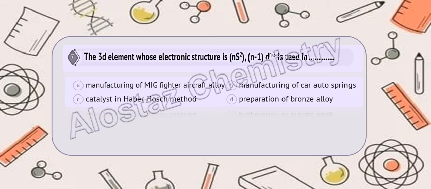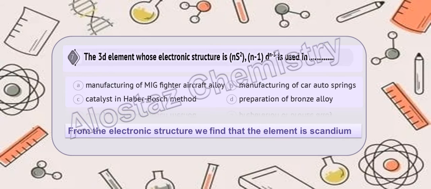Okay, if you calculate the structure of this element, you will find that it is the scandium element with the atomic number 21. If we calculate it, we will find that it is scandium with the atomic number 21. So it's used in what? You know the uses. Yes, we have the manufacturing of MiG fighter aircraft alloy. Okay, let's go to question 8.